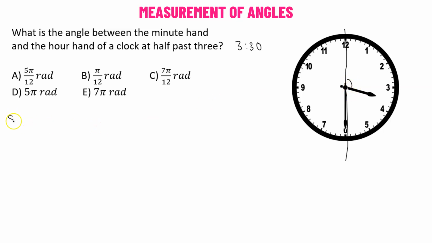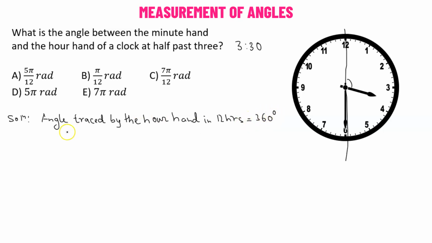So for this, let's start by stating that the angle traced by the hour hand in 12 hours. So the hour hand in 12 hours makes an angle of 360 degrees. So what we'll do, we'll try to find out the angle traced by the hour hand in 1 hour. That means how much angle it traces in each hour. So that's simply 360 degrees divided by 12, and that's going to give us the value as 30 degrees. So that means each hour, the hour hand traces an angle of 30 degrees.